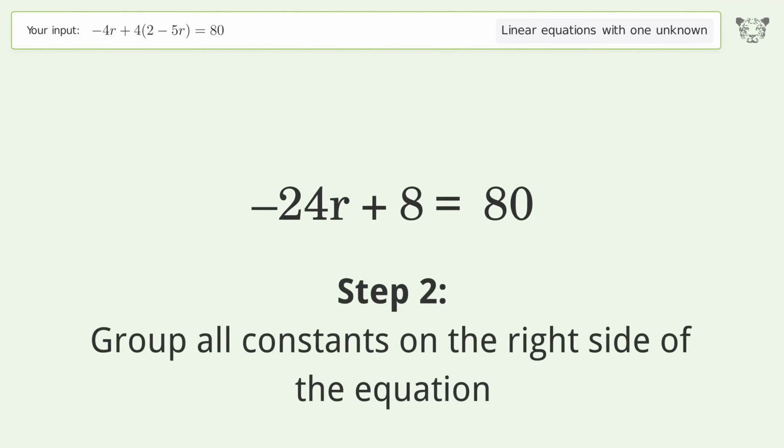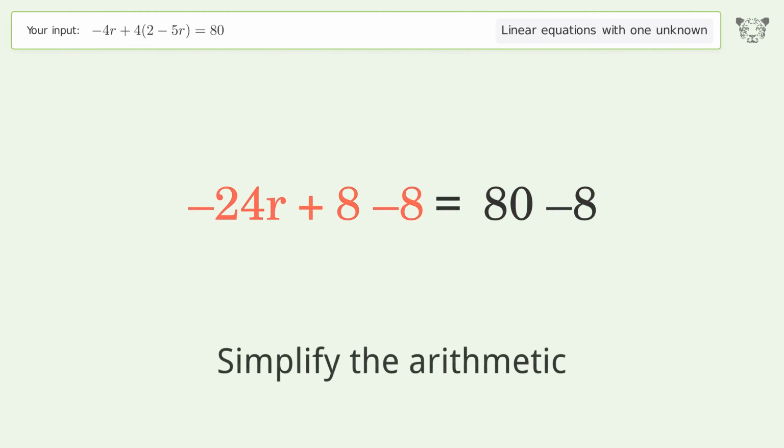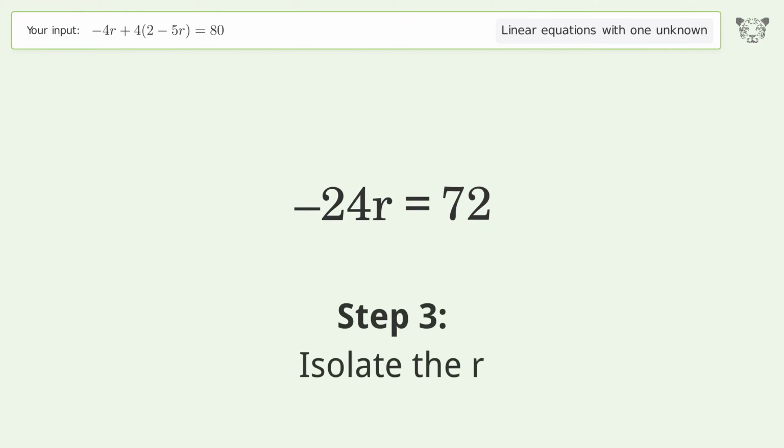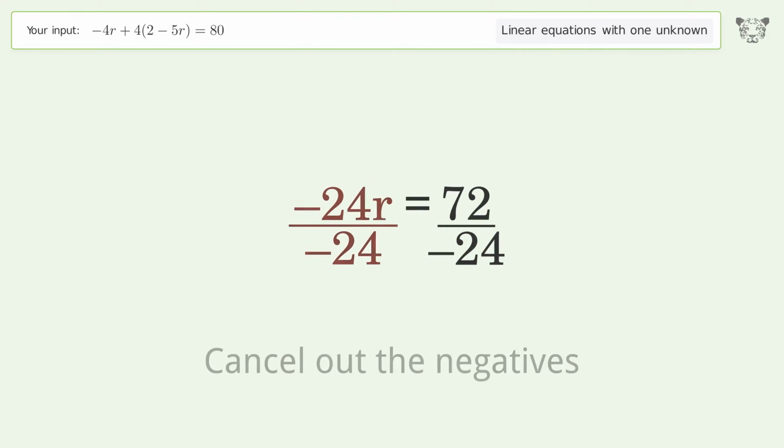Group all constants on the right side of the equation. Subtract 8 from both sides. Simplify the arithmetic. Isolate the r. Divide both sides by -24. Cancel out the negatives.